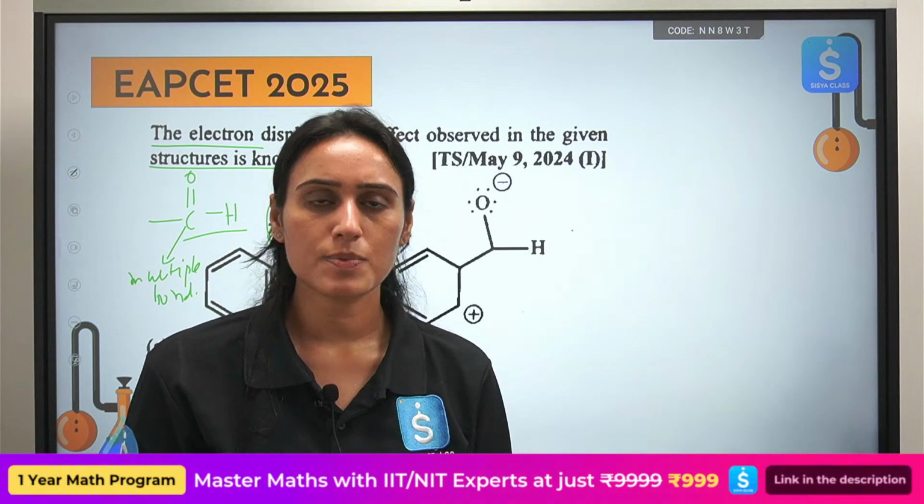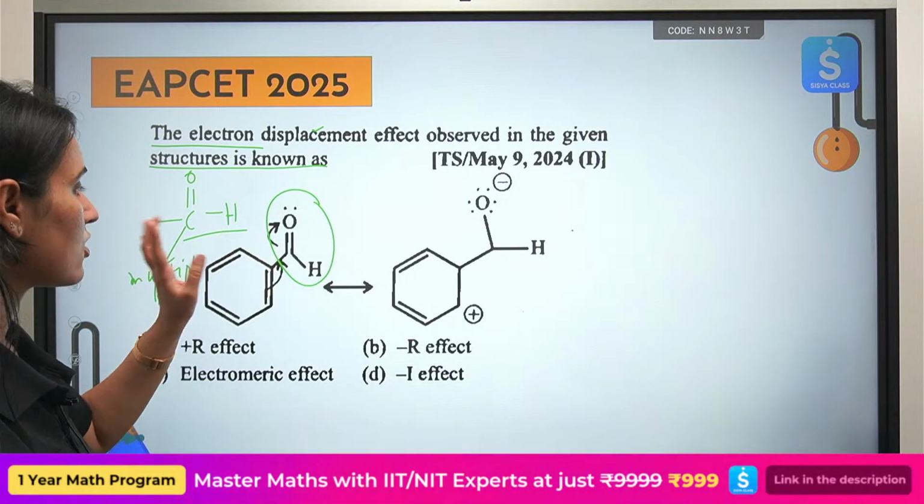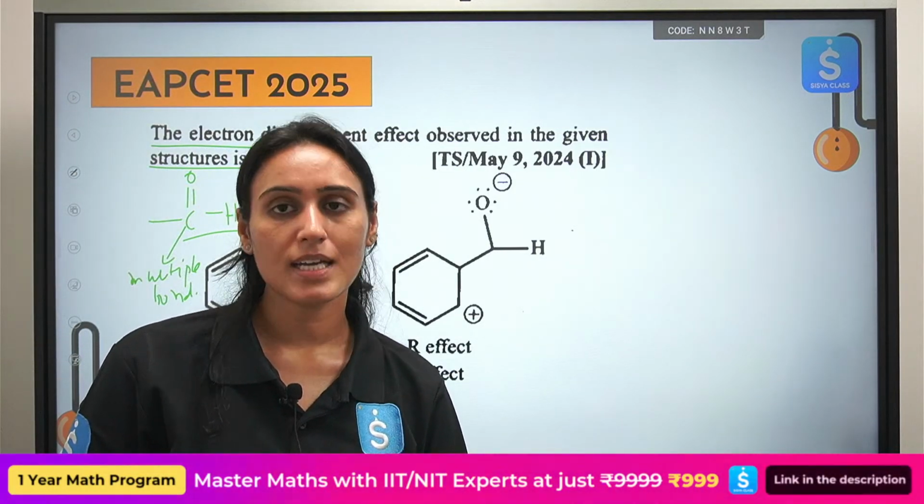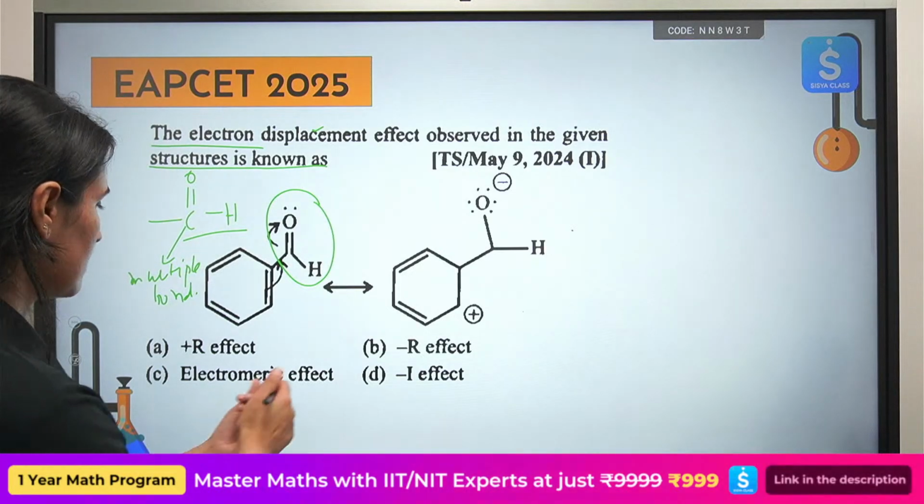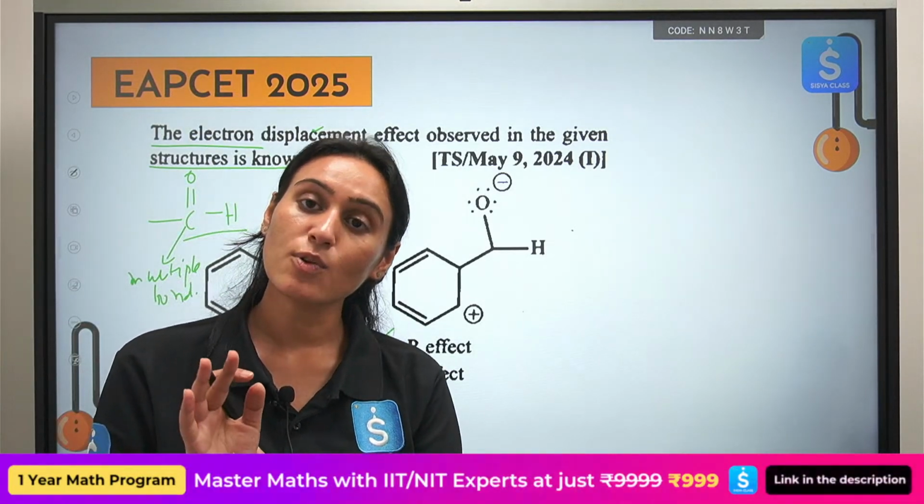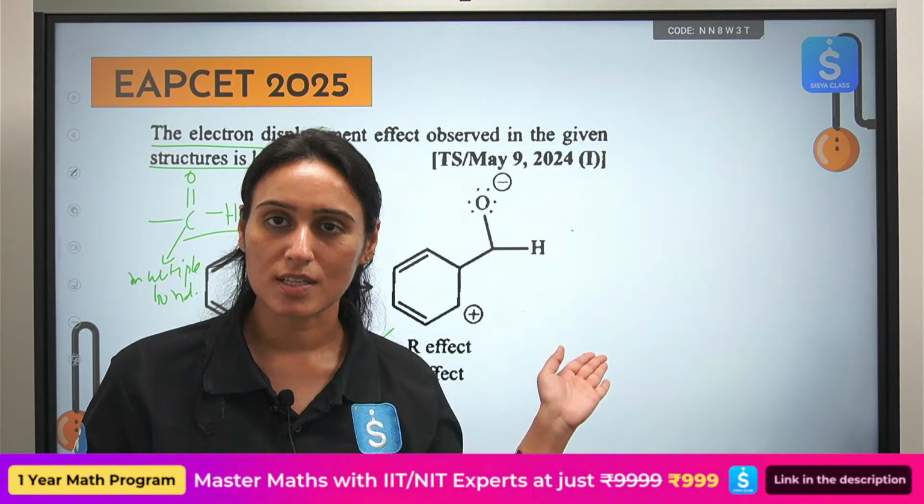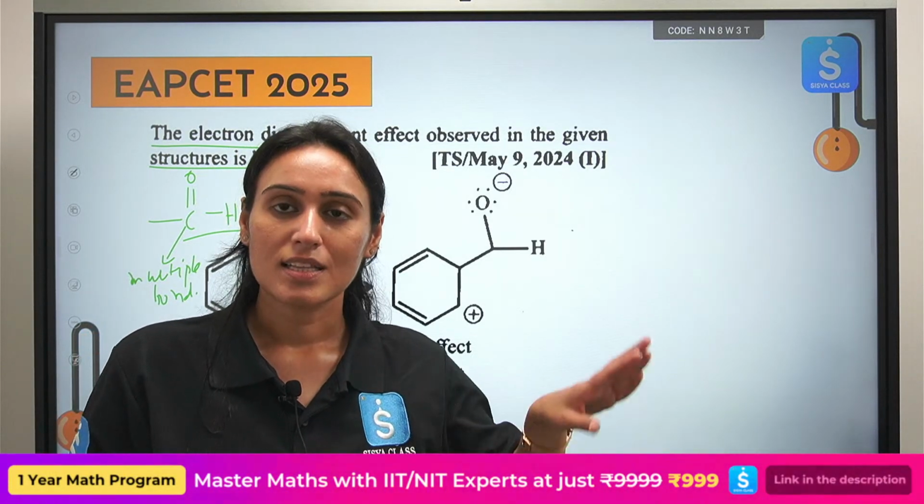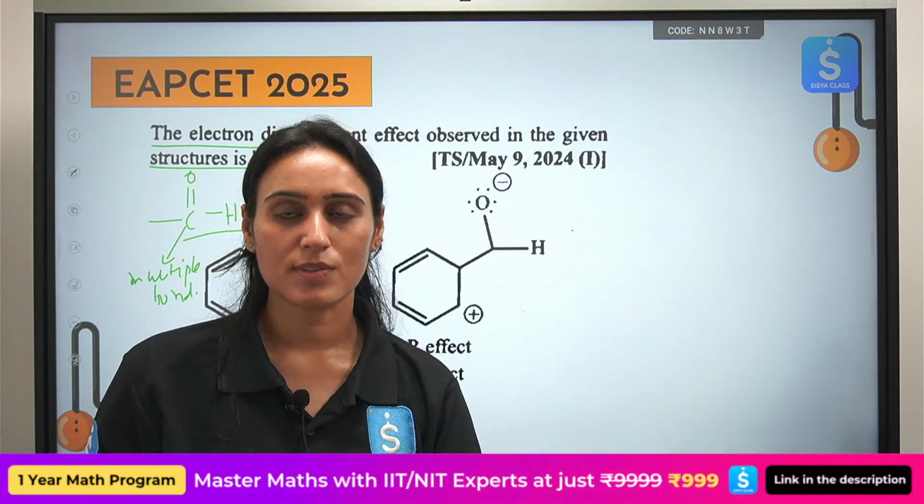Electron withdrawing groups. So is this an electron withdrawing group? Yes, it is. So what type of effect will be shown by it? Minus R effect. And you are done. That is all you have to do. They're just asking you what type of effect is shown by this particular species. They are not asking you to compare. They have shown you the electron displacement also. They have helped you so much.